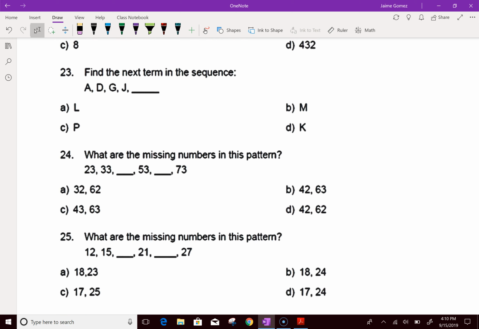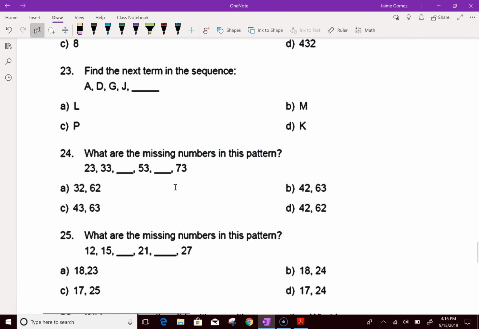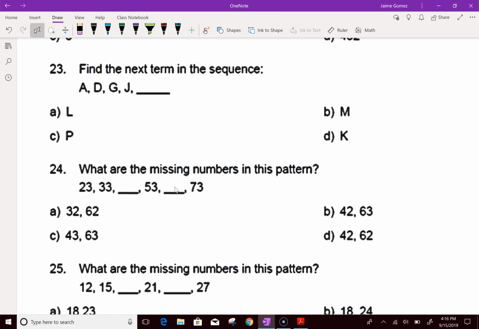So the next one here is to find a pattern. All right, so 23 says here to find the pattern. A, there should be B and C, but it goes to D. And then there should be an E and an F, but it goes to G. So A, B, C, skip B, C, go to D. Skip E, F, go to G. H, I, skipped, go to J. And then it's going to skip J, then skip K, and then L. The next one should be M.